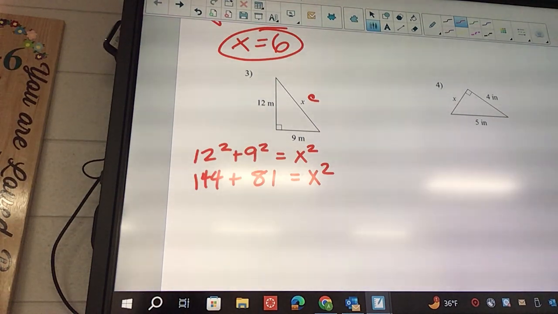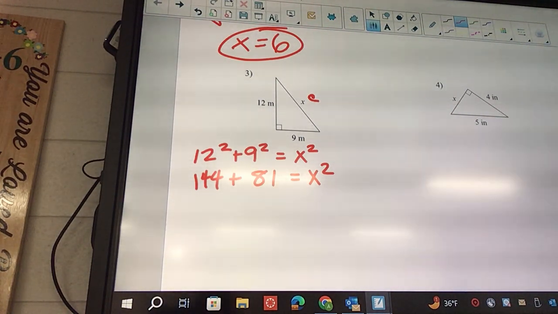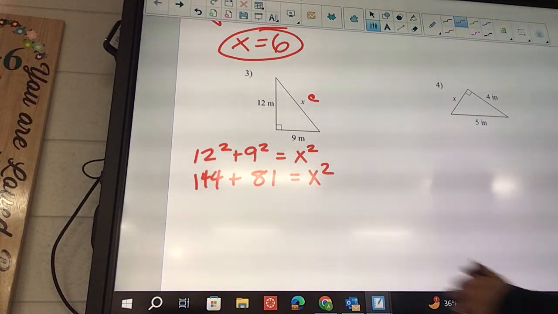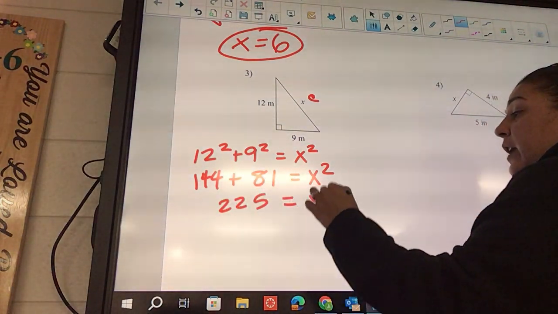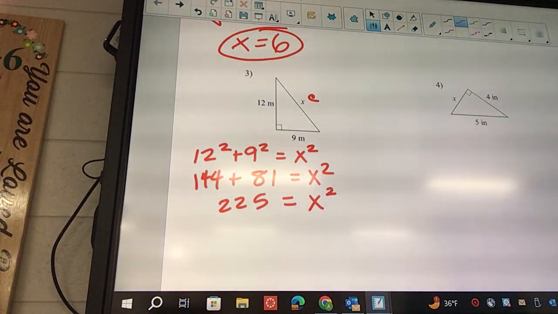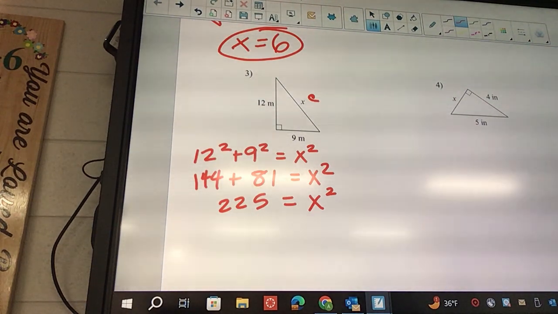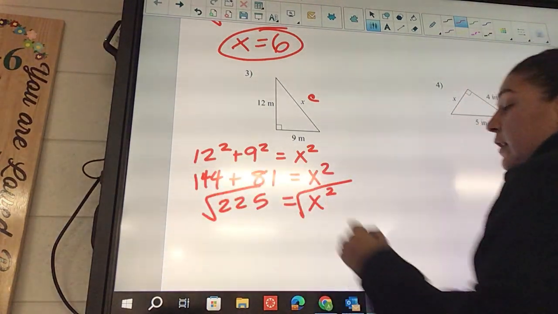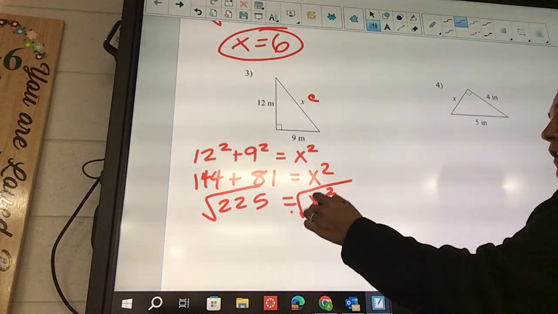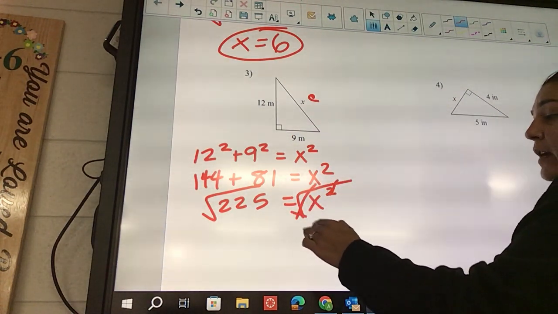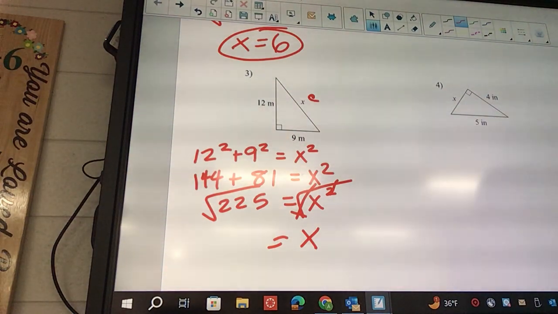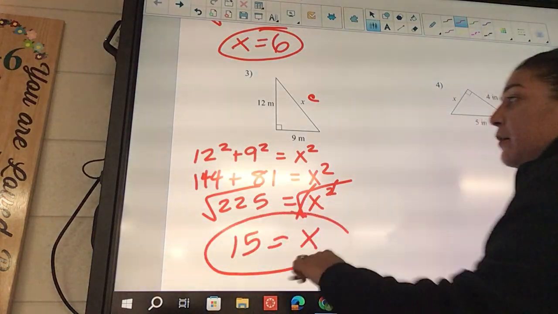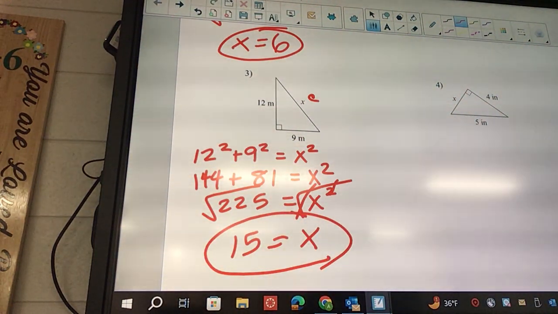Okay, what's 144 plus 81? 225 equals x squared. And then we're gonna square root both sides. And really what that does is this cancels the square root and the 2 out. So you're left with x. What is the square root of 225? 15. Okay, and so that's our missing side. That's my C this time.